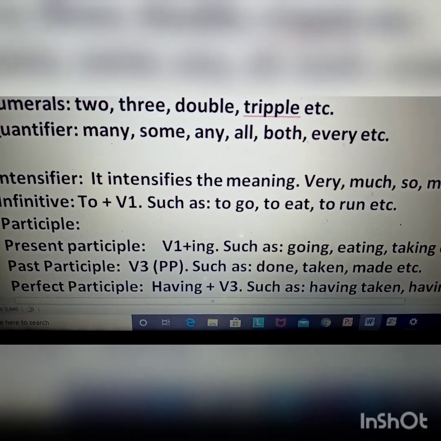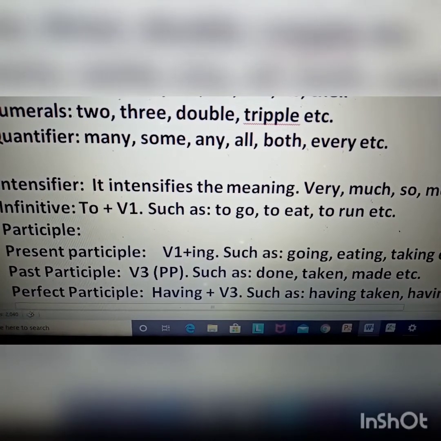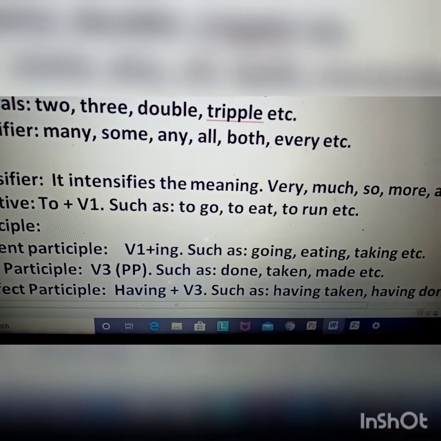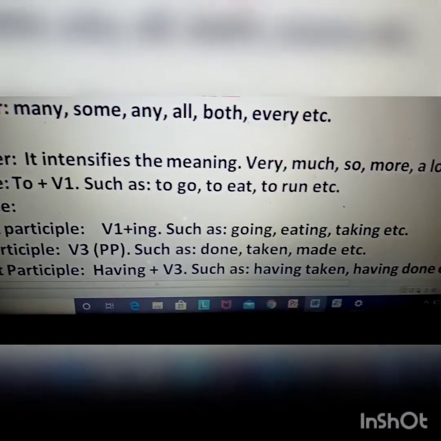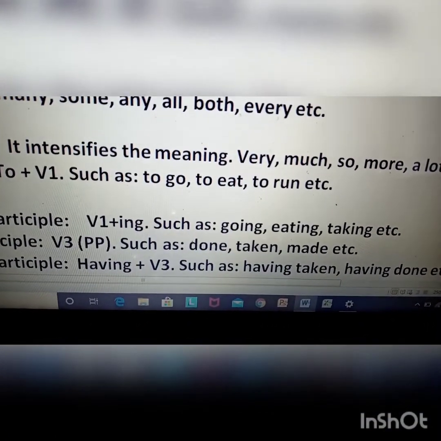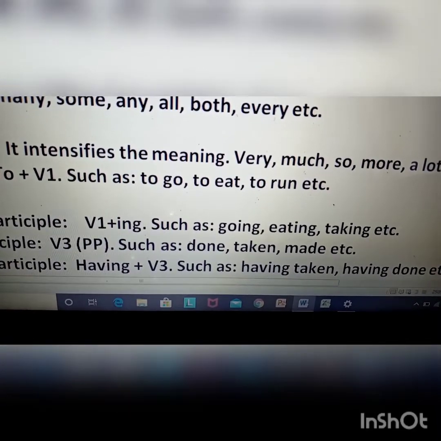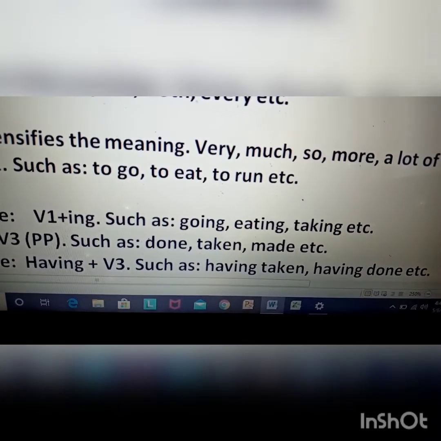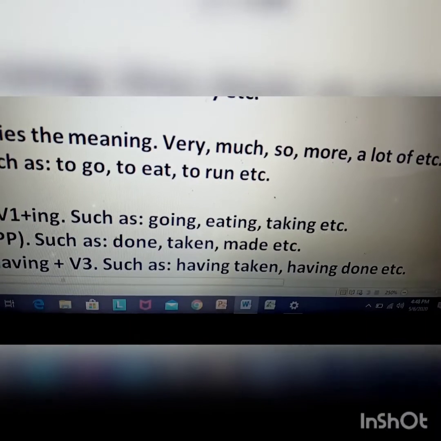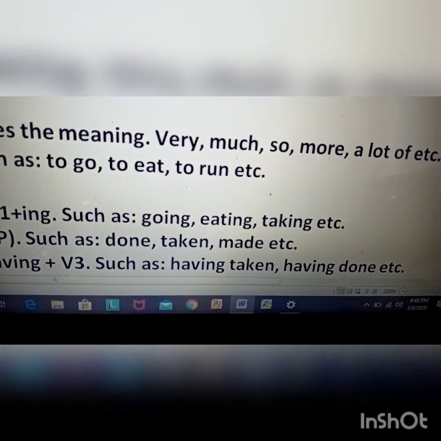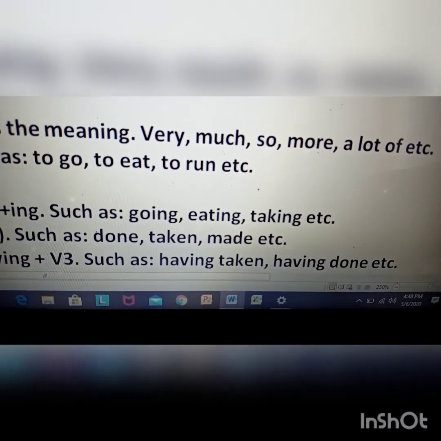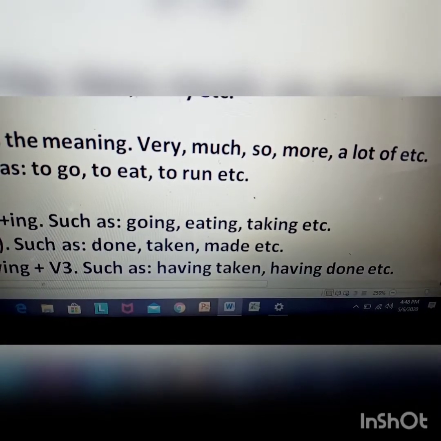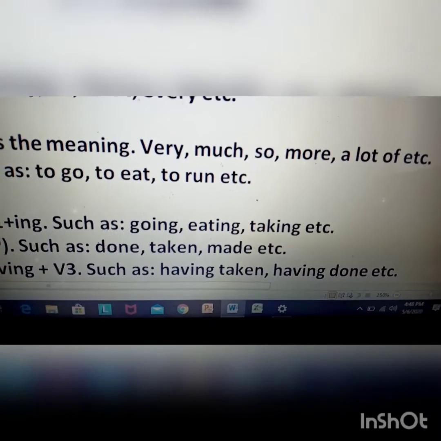In the third example, we can say perfect participle. Perfect participle means having plus V3, the past participle form of a verb, such as having taken, having done, having made, etc. These are the examples of perfect participle. Right?